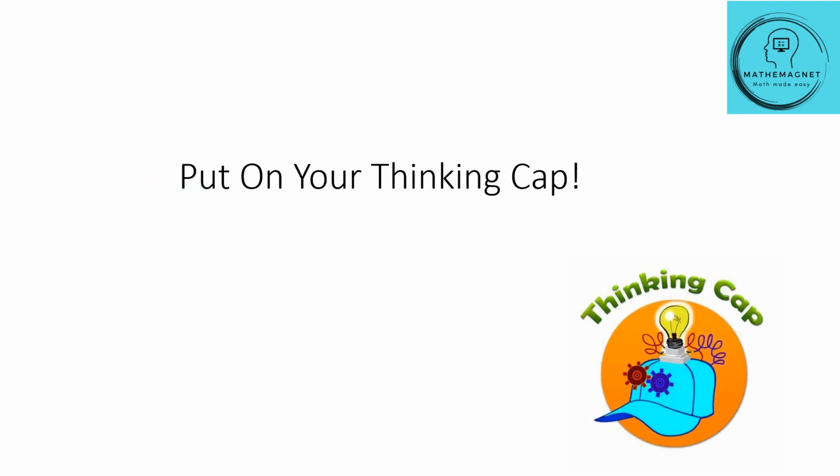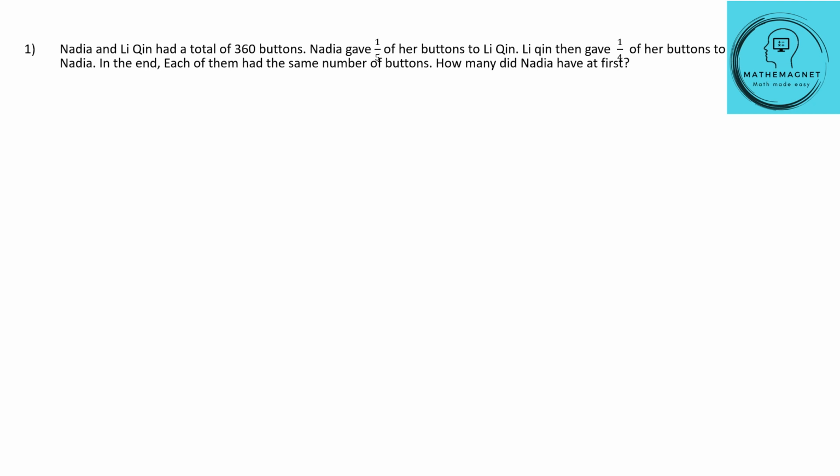Now let's solve some put on your thinking cap questions. Let's look at the first question. Nadia and Leakin had a total of 360 buttons. Nadia gave 1/5 of her buttons to Leakin. Leakin then gave 1/4 of her buttons to Nadia. In the end, each of them had the same number of buttons. How many buttons did Nadia have at first?